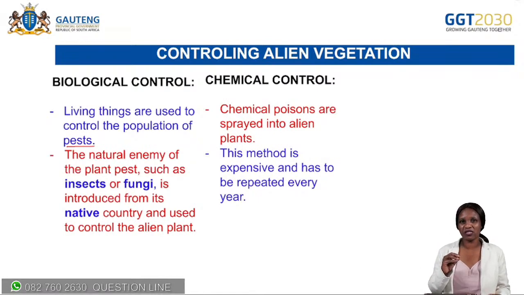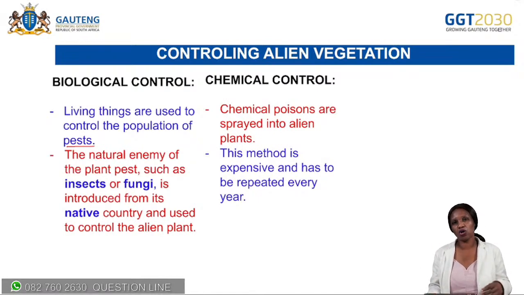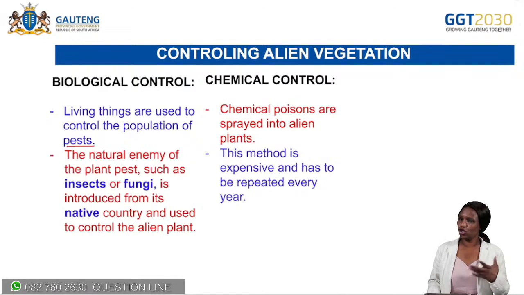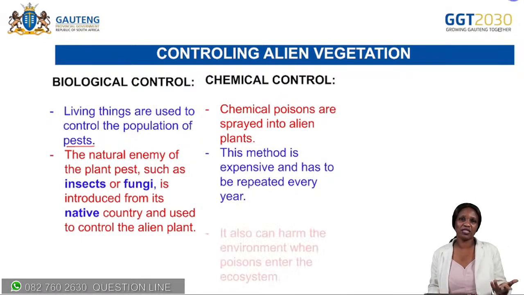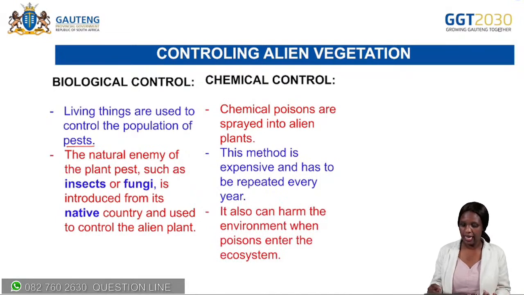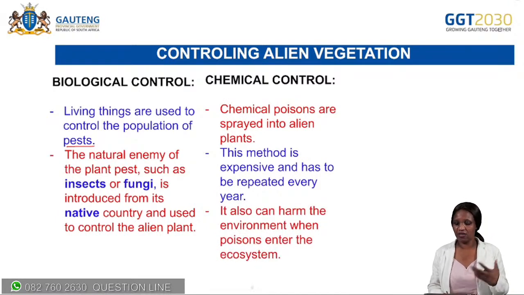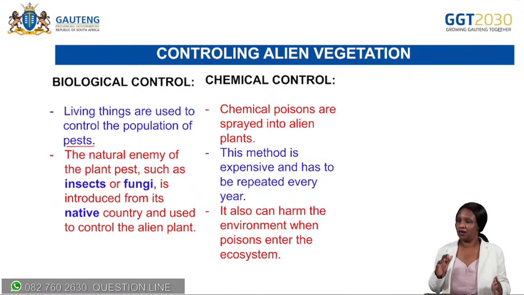And it is very expensive to use chemical control because over a certain period, we need to buy these chemicals, we need to spray these alien species so that they die. But over time, they will recur again. Okay. And if we spray these chemical poisons onto alien plants, this method is very expensive, grade 8. And at times it will be repeated almost every year. It can also harm the environment and the poison can enter our ecosystem, making our ecosystem imbalanced.